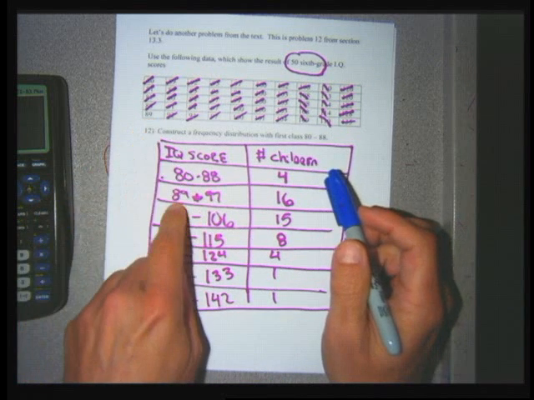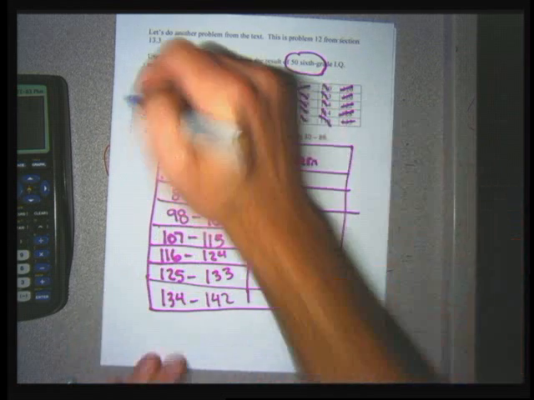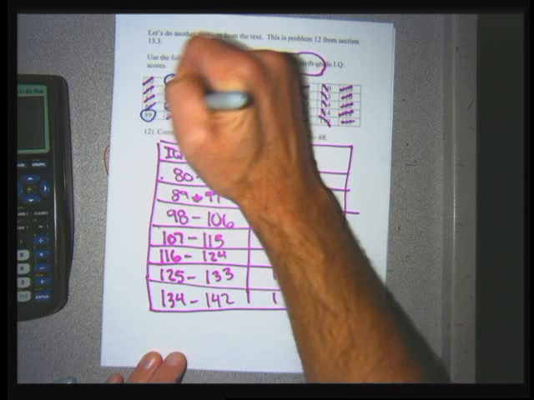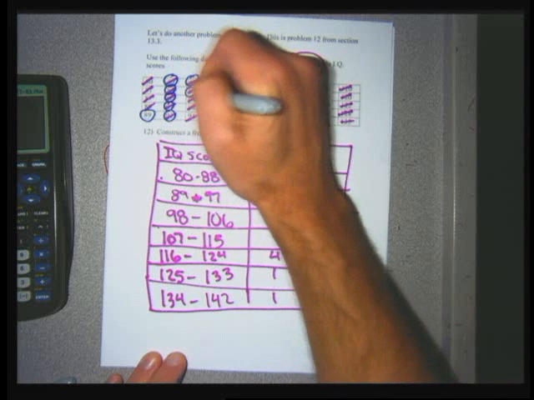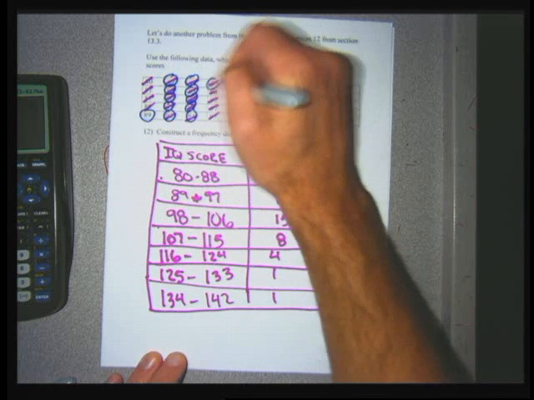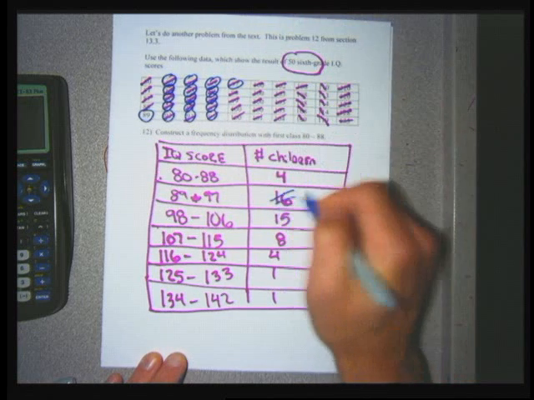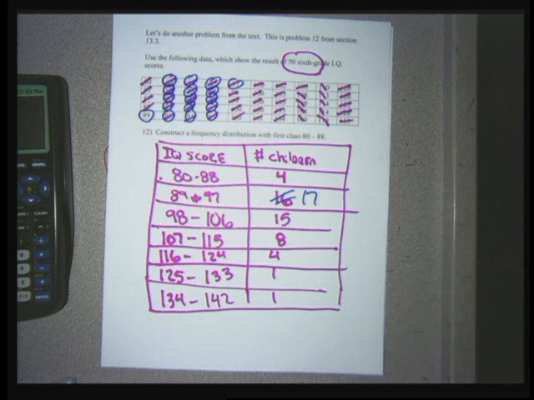So let me go for all the scores between 89 and 97. So there's 1, 2, 3, 4, 5, 6, 7, 8, 9, 10, 11, 12, 13, 14, 15, 16, 17. And this was supposed to be 17. Now it's going to add up to 50. So it's not the worst thing in the world that I made a mistake.